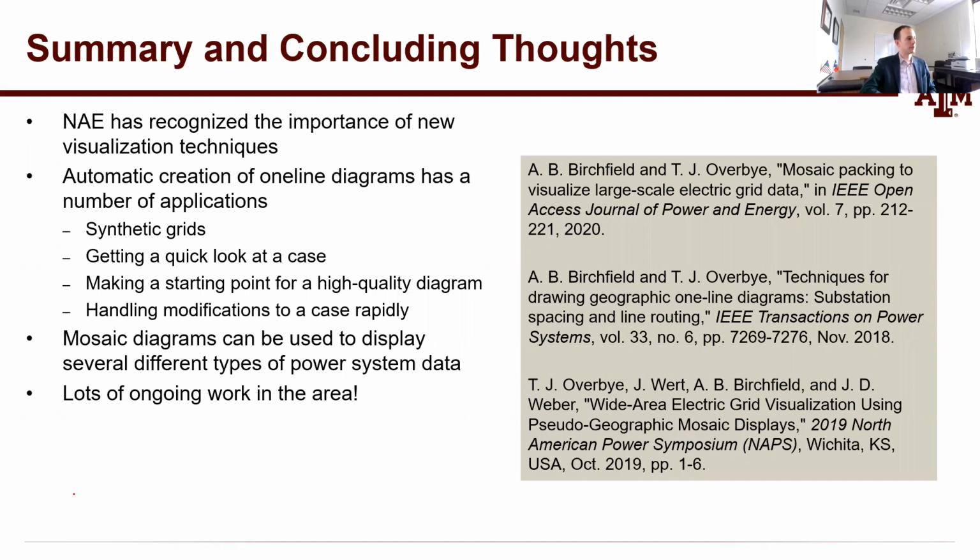The two techniques I showed here: one is automatically creating one-line diagrams, which has many applications for synthetic grids, getting a quick look at a case, or having a starting point for a high-quality diagram. Then the mosaic diagrams are particularly connected to when you have some kind of discrete data that you want to show geographically. I just wanted to get some ideas out there and talk about how there's a lot of ongoing work in this area. Here are the papers that talk about these different algorithms in more detail.